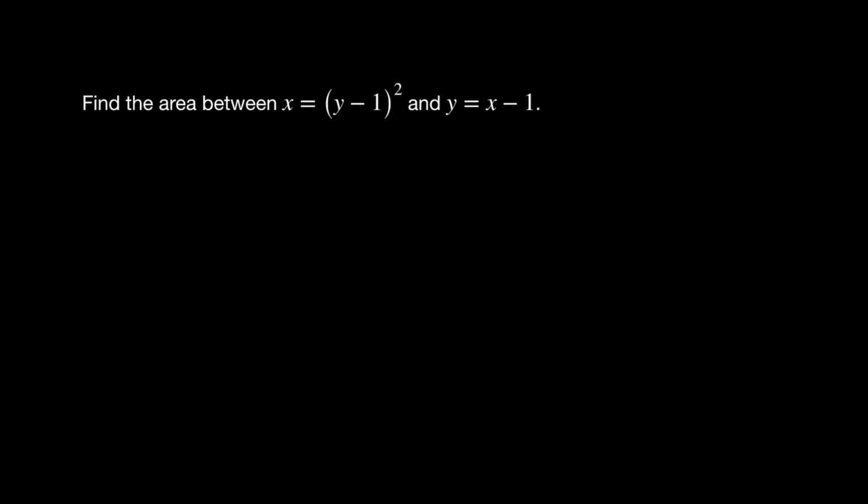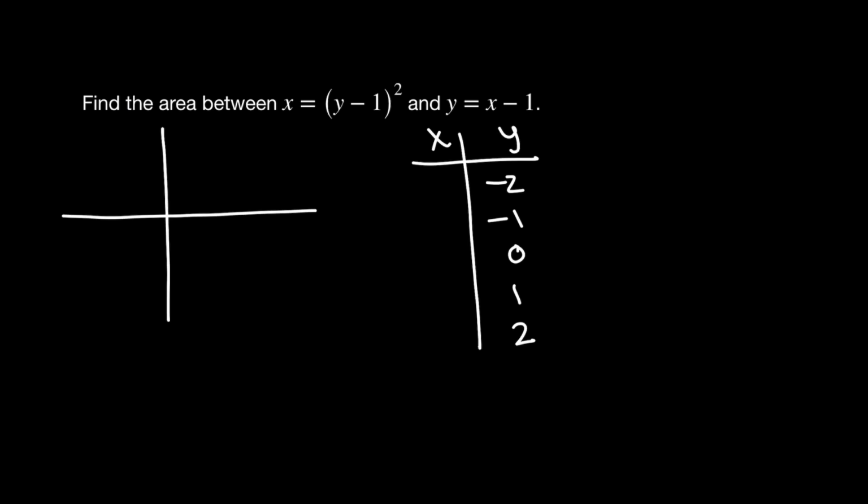Here's another example. Let's find the area between x equals y minus 1 squared and y equals x minus 1. Once again, I'm going to start by drawing a picture. x equals y minus 1 squared is a sideways parabola, but if you're not sure what that looks like, a great strategy is to make a table of values. Since this equation is solved for x, I'm going to pick a bunch of different numbers for y. So I just let y go from -2 to 2. We'll plug those values in and see what we get.